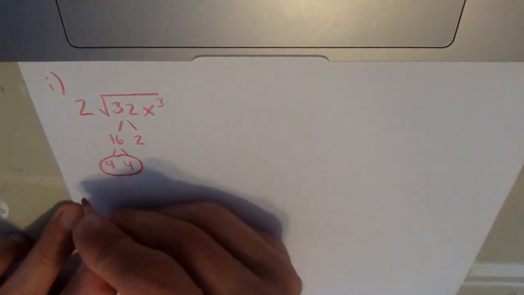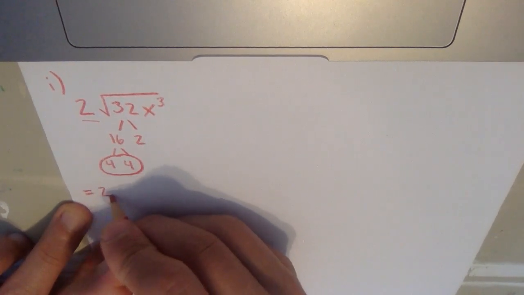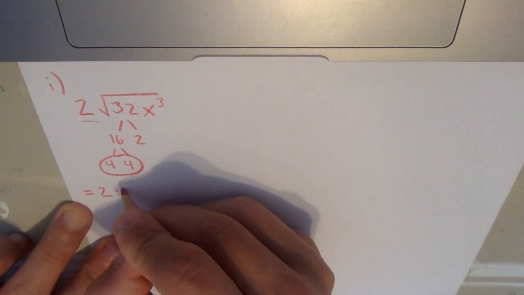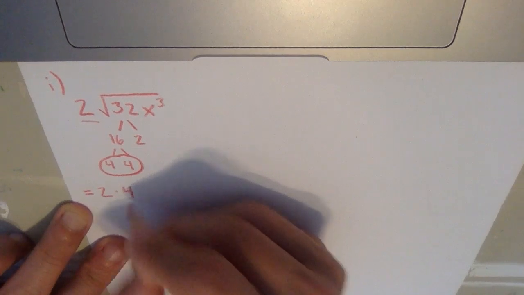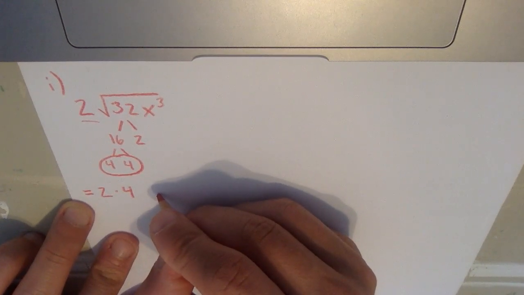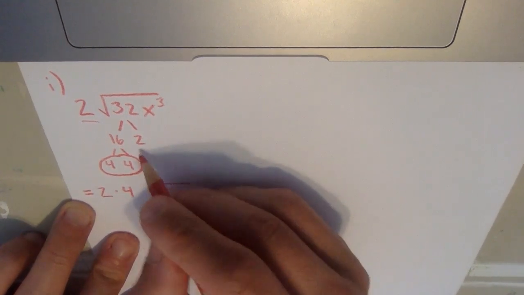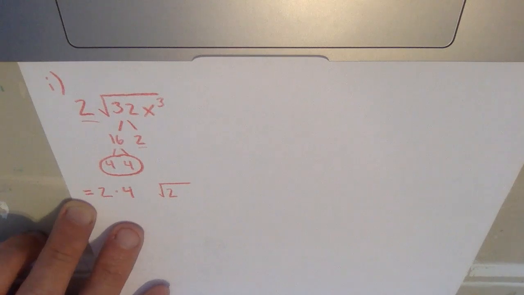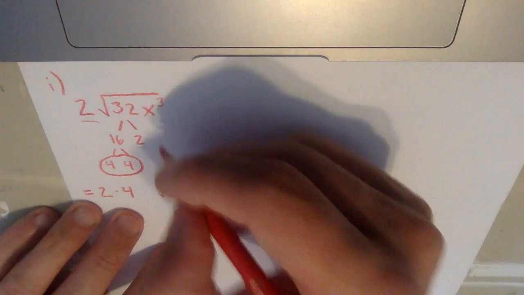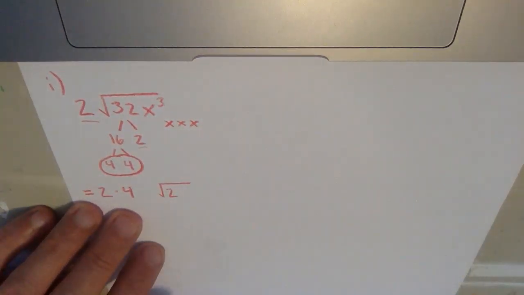Okay. So now on the outside, we've got the 2 that we started with. We've got this pair of 4s. Okay. We know on the inside, we've got a leftover here. We've got that leftover 2 on the inside. Now we got to break down the x. And the x, this is x times x times x, because it's x to the third.